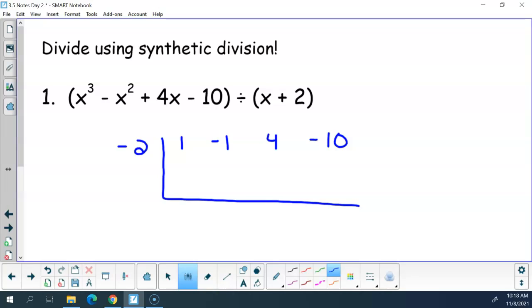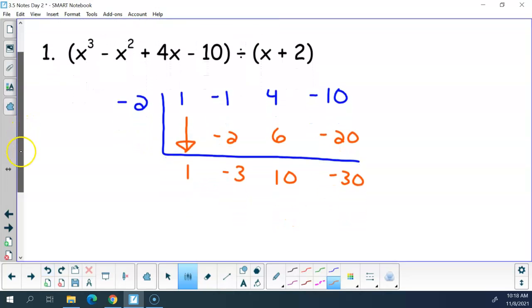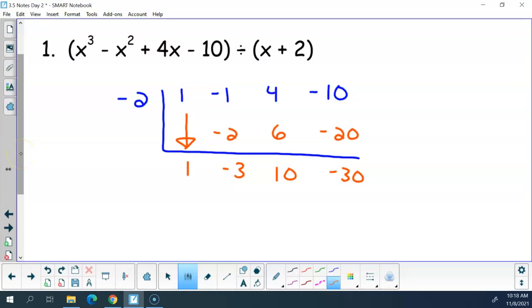So now we drop the first one like it's hot. And then you do 1 times -2, which is -2. I write that there. Then you add in the same column: -3. Then -3 times -2, multiply these two: 6. Add them: 10. Then 10 times -2 is -20. Add them: -30.